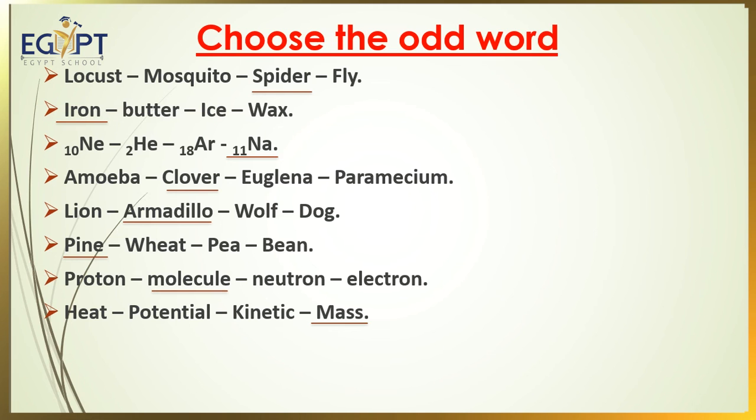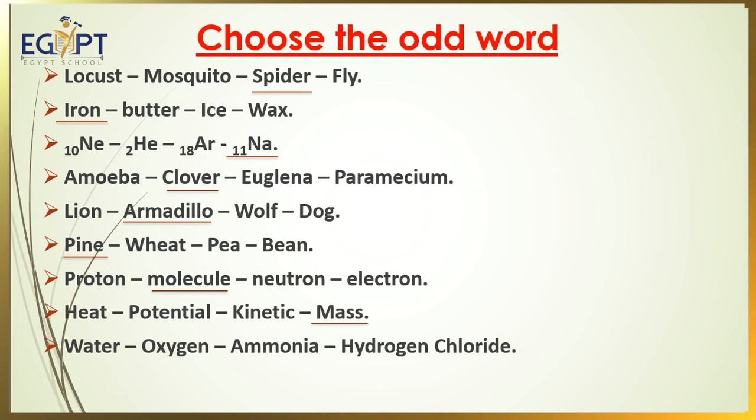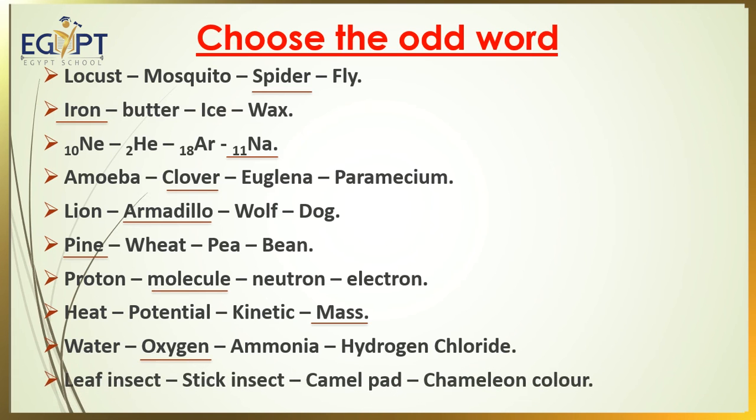Heat, potential, kinetic, and mass. The different one is mass, because heat, potential, and kinetic are types of energy: heat energy, potential energy, and kinetic energy, while mass is not a type of energy. Water, oxygen, ammonia, hydrogen chloride. Water, ammonia, and hydrogen chloride are compounds, while oxygen is an element. So the difference here is oxygen.